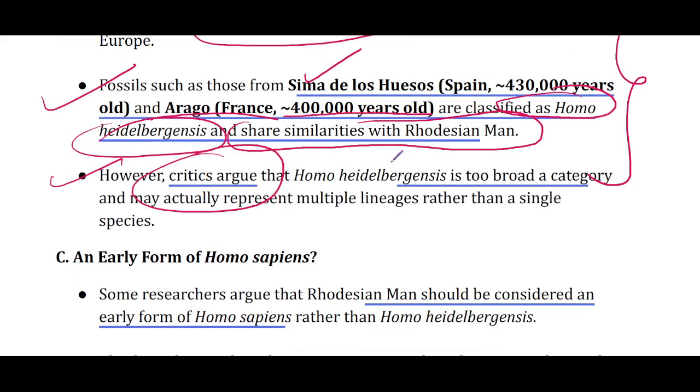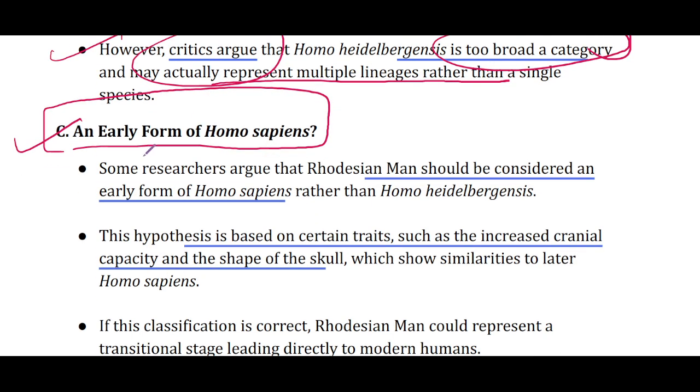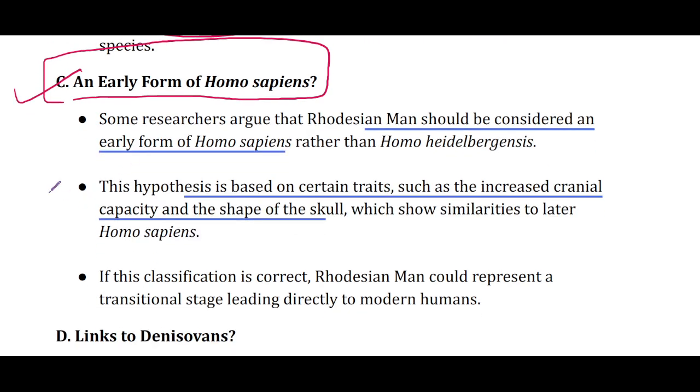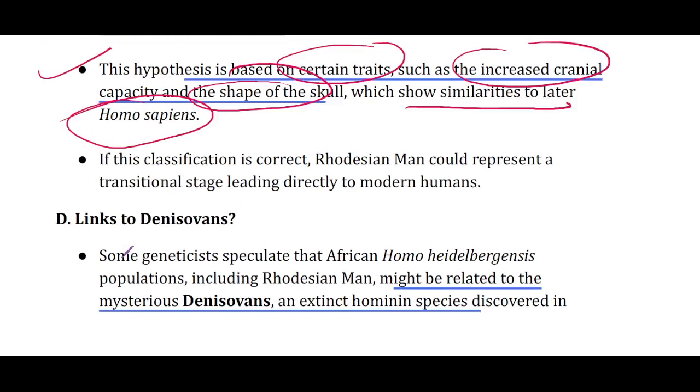However, critics argue that Homo heidelbergensis is too broad a category and may actually represent multiple lineages rather than a single species. Now, the third argument about its taxonomic placement is that Rhodesian man might be an early form of Homo sapiens. This hypothesis is based on certain traits such as the increased cranial capacity and the shape of the skull, which show similarity to later Homo sapiens.